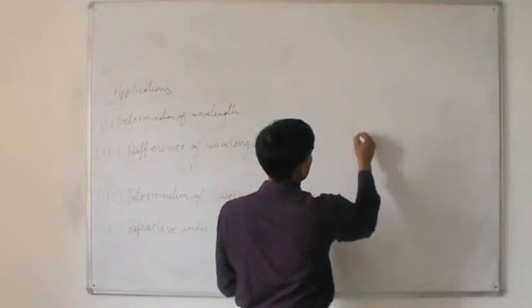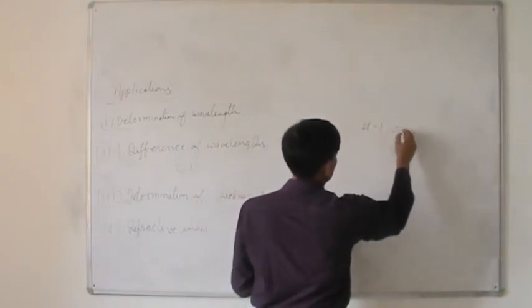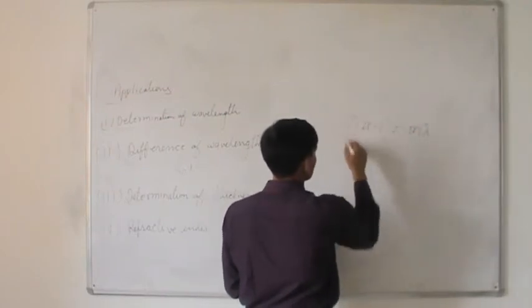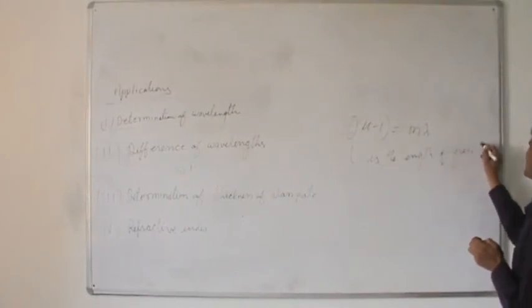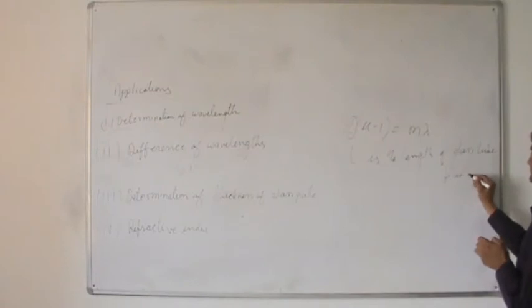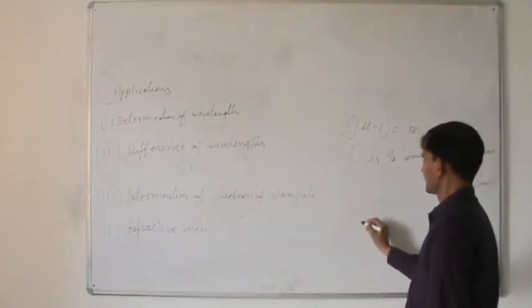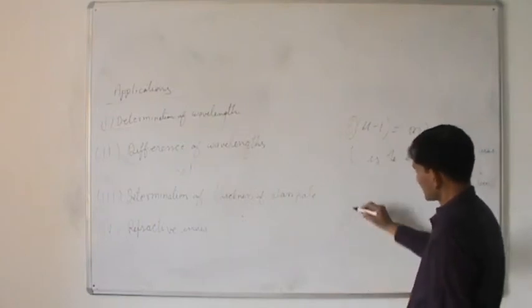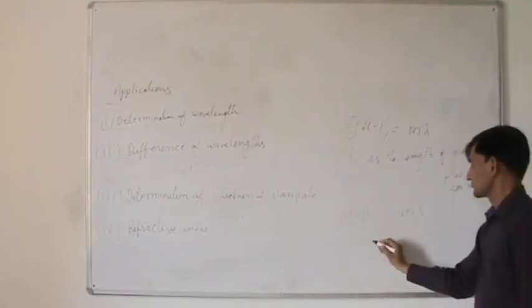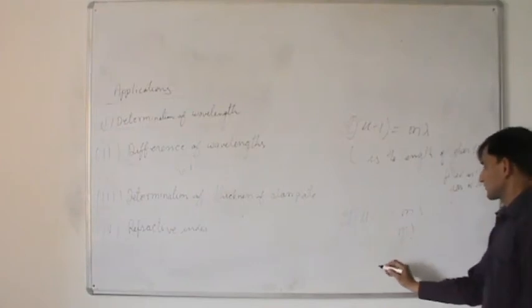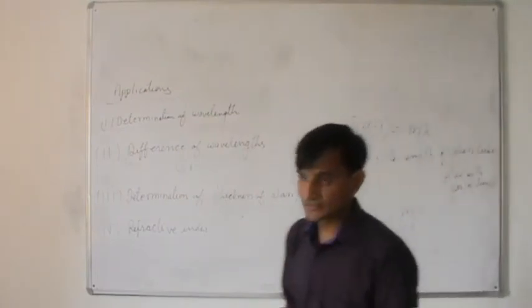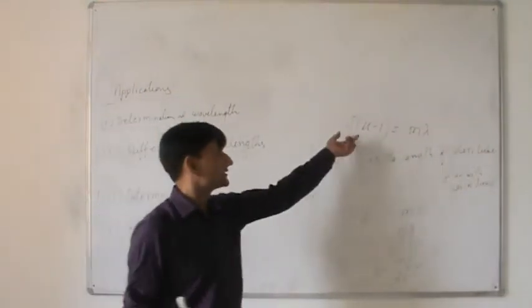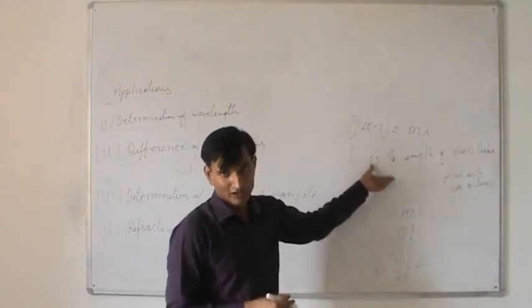So if you are doing this, (mu minus 1) equals m lambda. Now if L is the length of the tube, then I can say 2L(mu minus 1) equals m lambda. Now mu you want to determine, so you can say mu minus 1 equals m lambda by 2L, or mu equals m lambda by 2L plus 1. By using this formula, m is the number of fringes which are shifted when you insert the glass tube filled with the liquid or gas in the path.